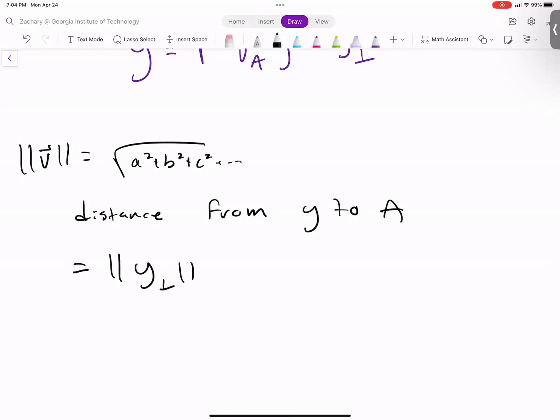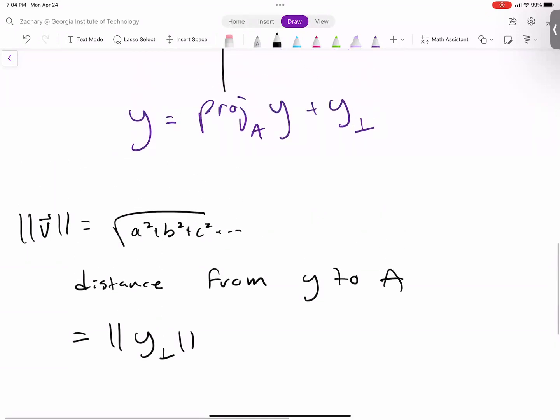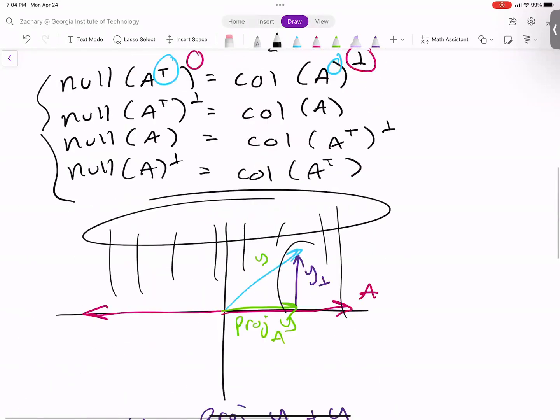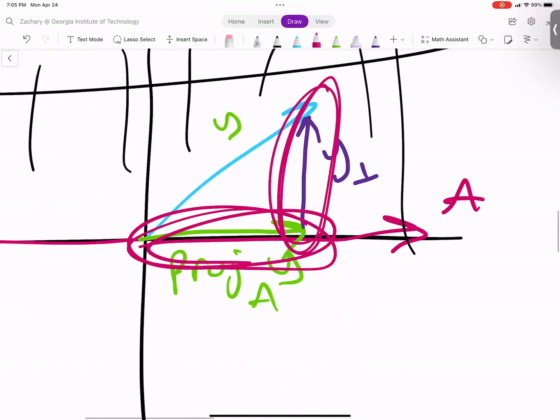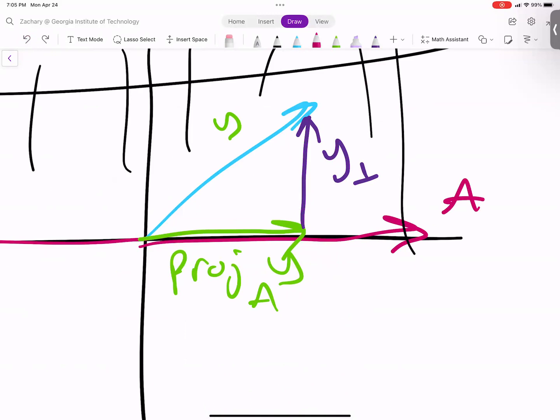Any other questions on this? Yeah, that's the distance from A to y. The distance of just this vector here. Does that make sense? Because it's the part that's essentially sticking up. We have this much in the space itself, and there's only this much difference between them. So it's just the magnitude of y perp that we have to consider. It's the distance from the tip of it to the closest point in A.